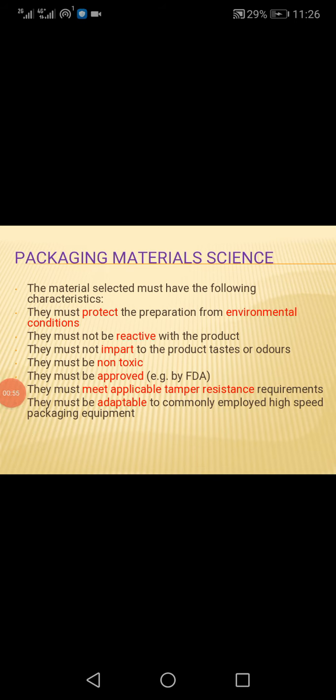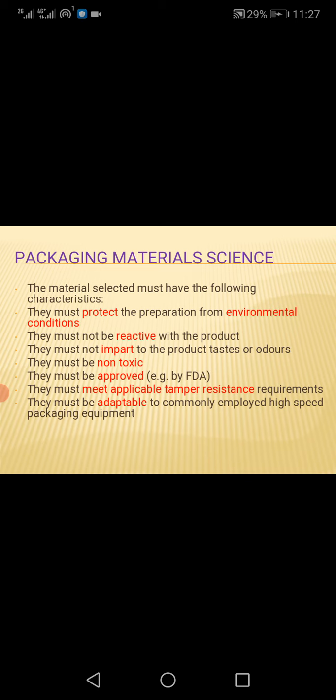Packaging material science. The material selected must have the following characteristics: it must protect the preparation from environmental conditions, must not be reactive with the product itself, must not impart to the product taste ولا الodor, must not be toxic, must be approved by FDA, must meet applicable tamper resistant requirements, and must be adaptable to commonly employed high speed packaging equipment.